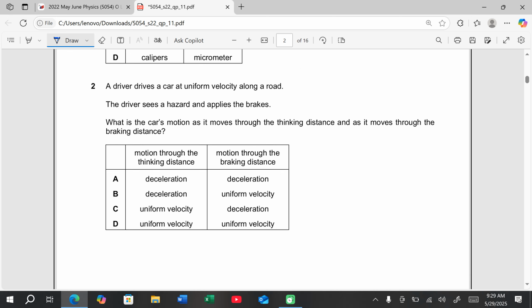A driver drives a car at a uniform velocity along the road. The driver sees a hazard and applies the brake. What is the car's motion as it moves through thinking distance and as it moves through the braking distance? Motion through thinking distance: he is going to take his foot off the accelerator and has not yet applied the brake, so he'll be traveling with a uniform velocity, so B and A is wrong. But when he is traveling through the braking distance, it has to be deceleration, because at braking it slows down.